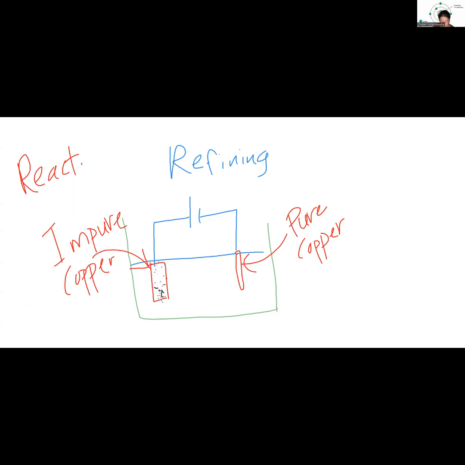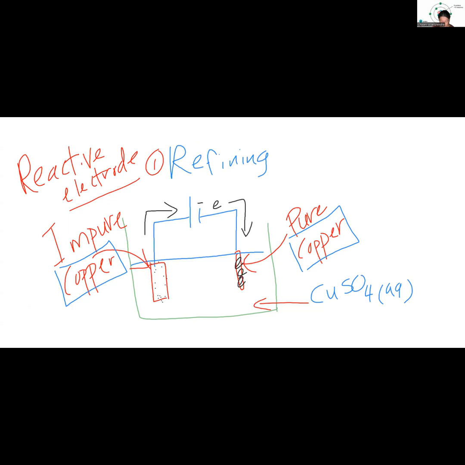Okay, I'm going to use this part to keep that clean. Now, copper metal, this is copper metal, right? And that enters the solution becoming what? Copper ions. Okay, and when that happens, when copper metal becomes copper ions, what happens? It can give out electrons, right?